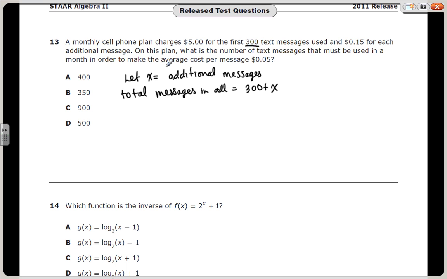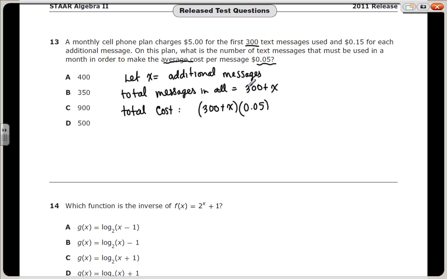All right. So if you want your average cost to be 0.05 dollars or 5 cents per text, that means that we multiply this by that, and that'll give you the total cost. So total cost is basically going to be your standard 300 plus the additional X, multiplied by 0.05.